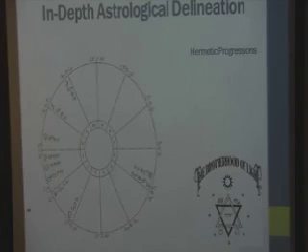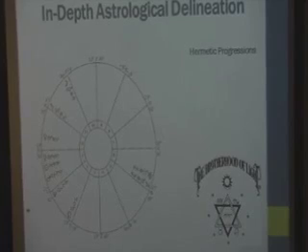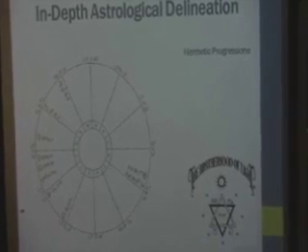Another combination could be, let's see, well, let's say Venus in Aries and Mars in Taurus. So Venus is in the home sign of Mars. Mars is in the home sign of Venus. So they again are in mutual reception.